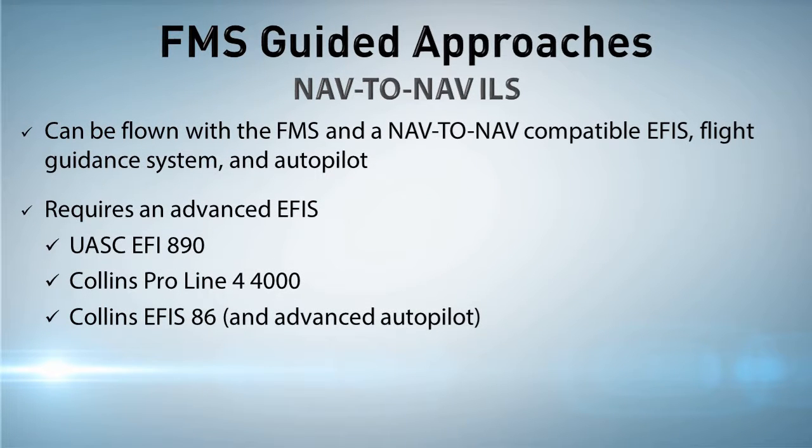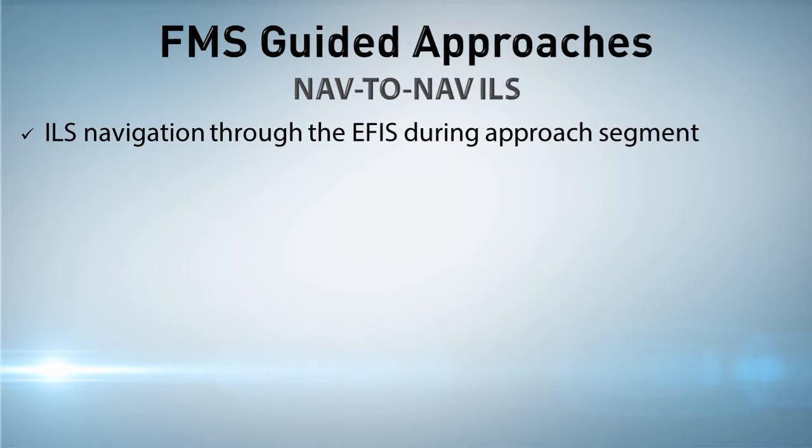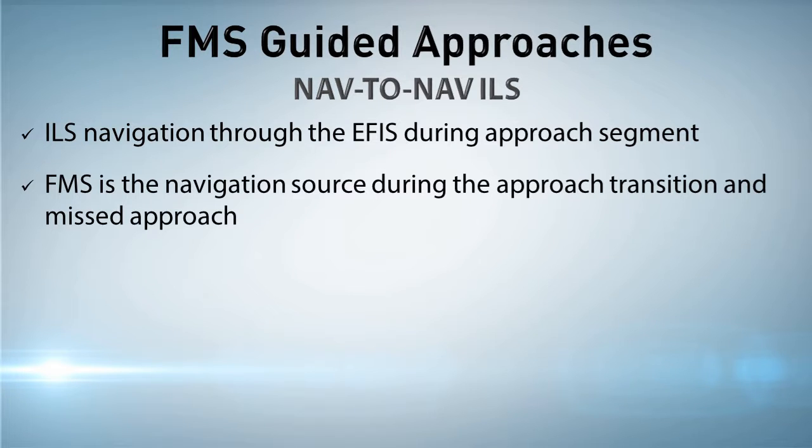Nav-to-nav ILS approaches can be flown with the use of the FMS and a nav-to-nav compatible EFIS, flight guidance system, and autopilot. With the approach active, and upon localizer intercept, the FMS will direct the ILS navigation from VHF straight to the EFIS for navigation during the approach segment. During the approach transition, or ATC vectoring, the FMS is the source for aircraft navigation. If the pilot goes missed approach, the FMS will resume aircraft navigation.